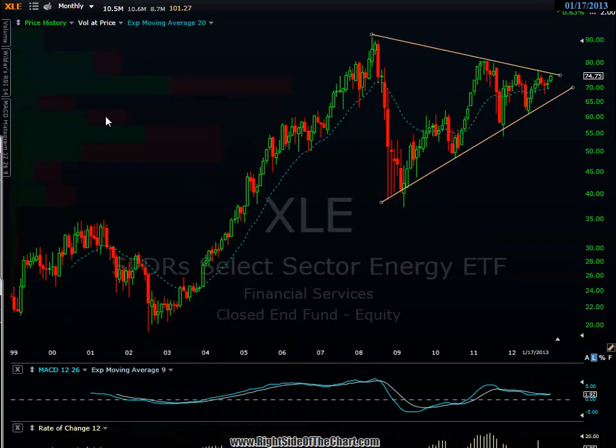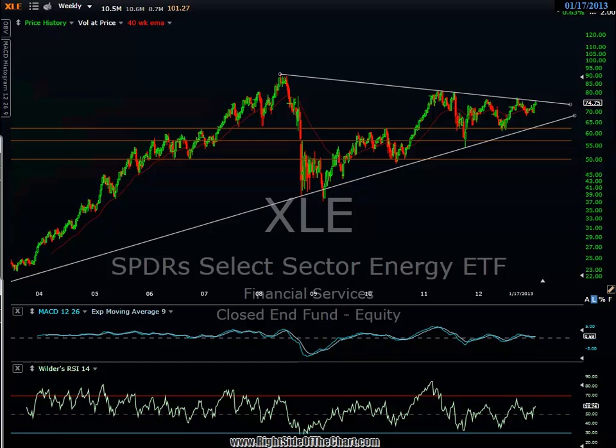Okay, now we're looking at XLE. This is the ETF. Since you can't trade actual sectors themselves, what you can do is buy the ETFs that track those sectors. So obviously these charts will look the same here. This is the XLE monthly chart. Let's take a look at the weekly.